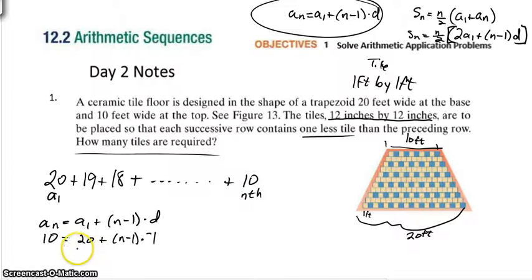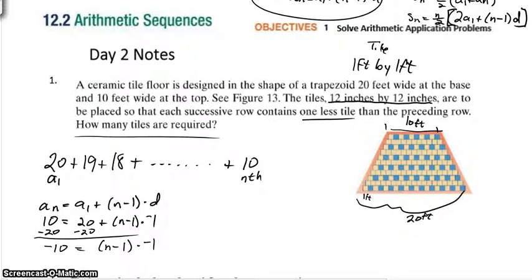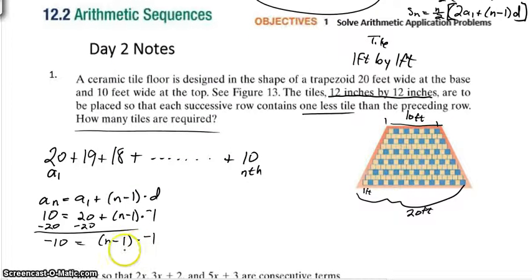I would probably subtract 20 from both sides right now. And 10 minus 20 is -10. And of course you are certainly free to distribute that -1 all the way through, but I'd much rather divide by -1. And that would leave me with the equation 10 is equal to n minus 1. Guess what n is? 11. This is the 11th term.